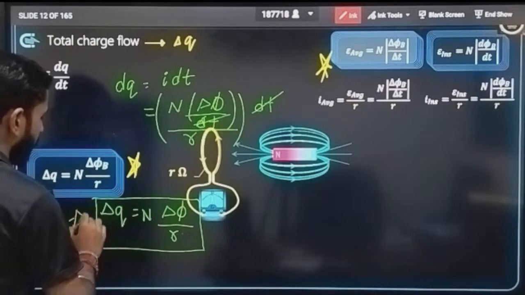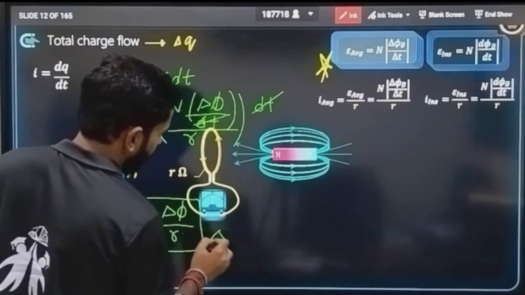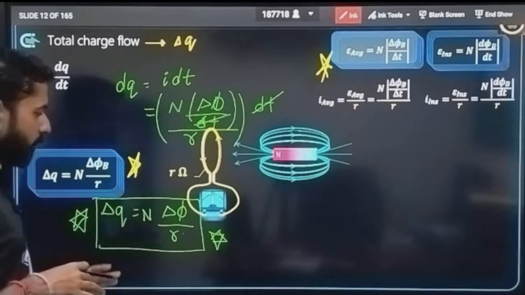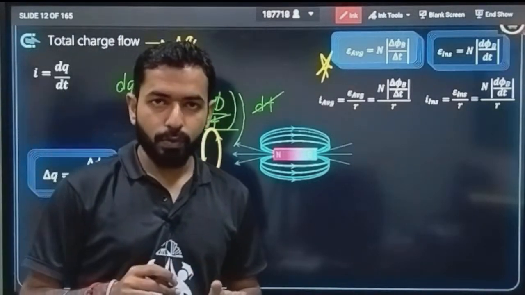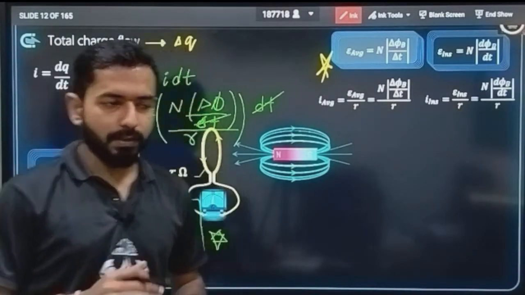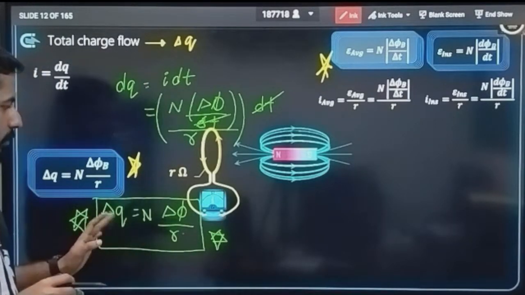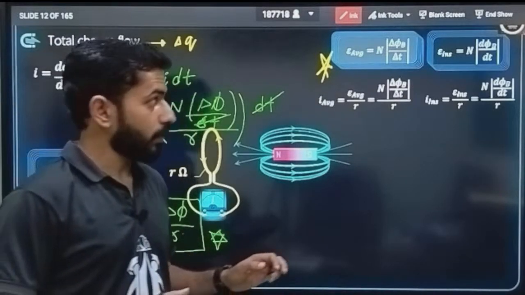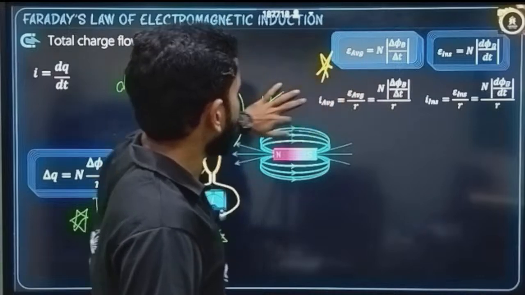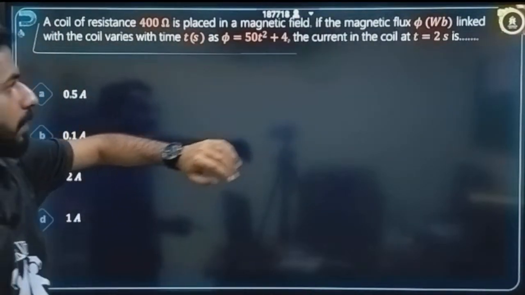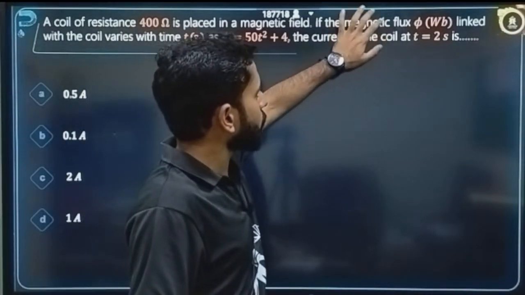For that you have to use this formula directly. It is the formula delta q is equals to n into delta phi divided by the resistance. Just do that, and this will give you the result, how much charge has flown. Okay, so it is a very important result. Sometimes direct questions come from here. Now this is a basic question, try to solve it.